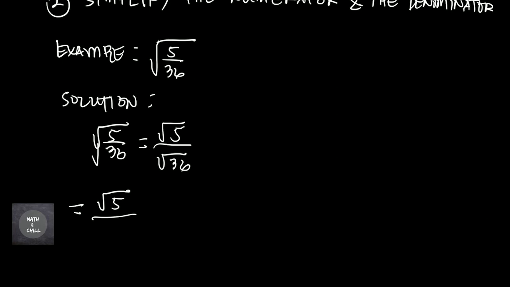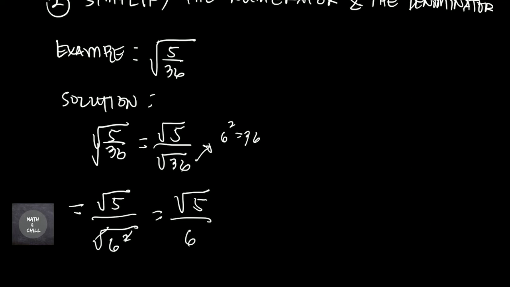So 36, this is equivalent to 6 times 6. This is equivalent to 6 squared. So simplify na ito, the square root of 5 over, cancel ang square root, mahabilin is 6. So, mao na siya atong final answer. So, ana lang siya kasimple, no?